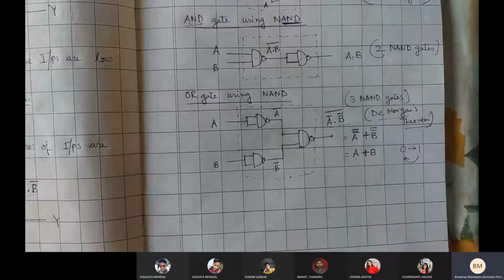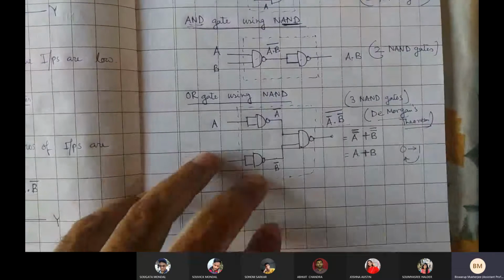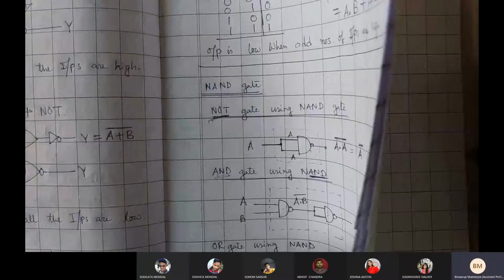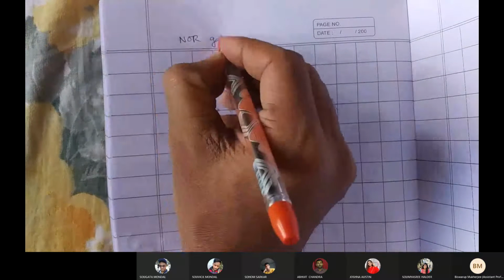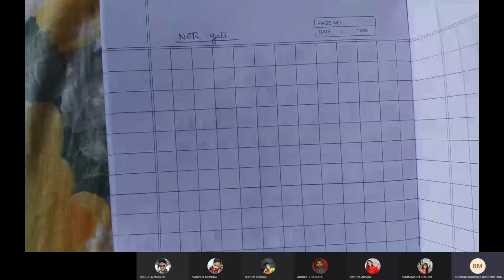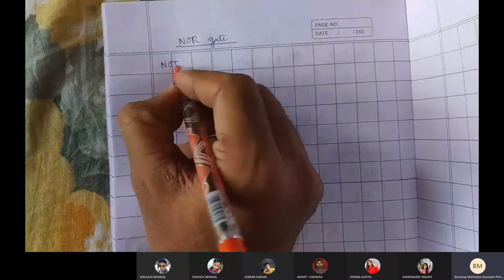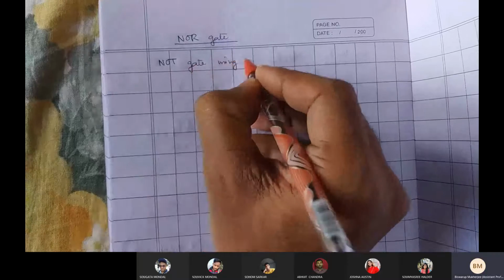Okay. So let us check out how we can implement the same gates using NOR gate. NOR gate দিয়ে কিভাবে করা যায়, let me see. So for NOR gate, initially, let me start with the same one, NOT gate using NOR.